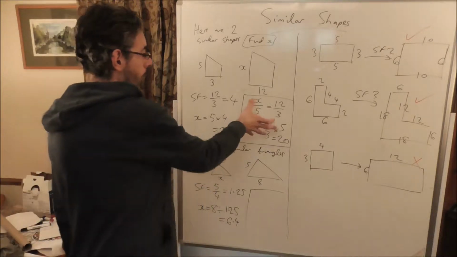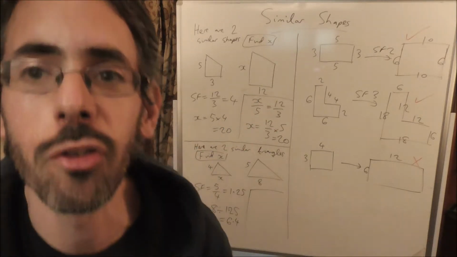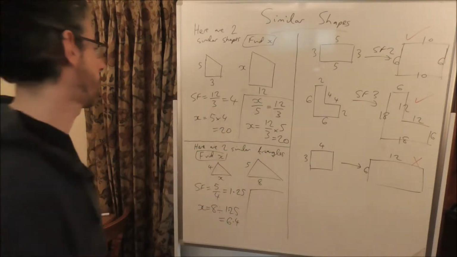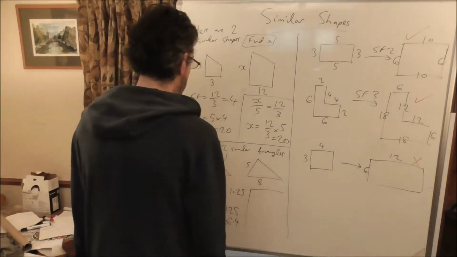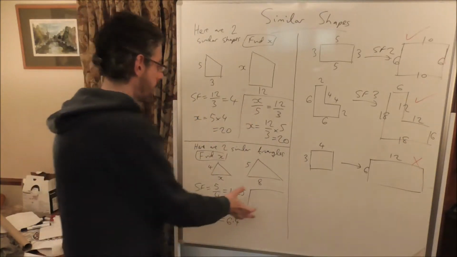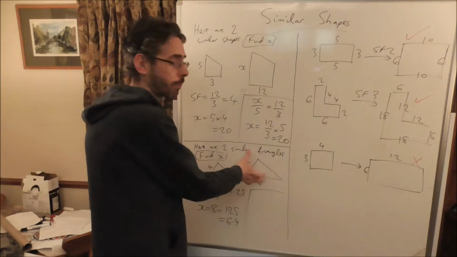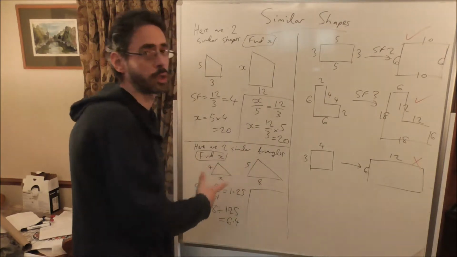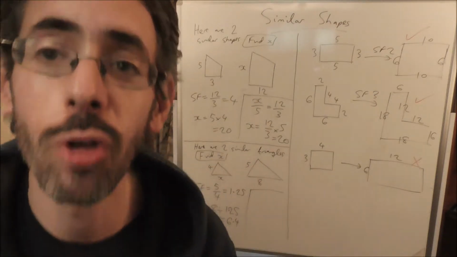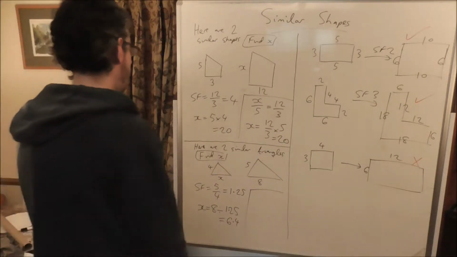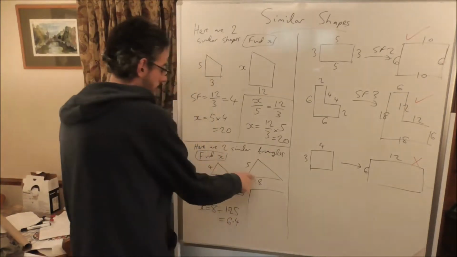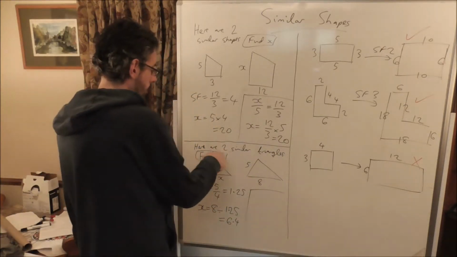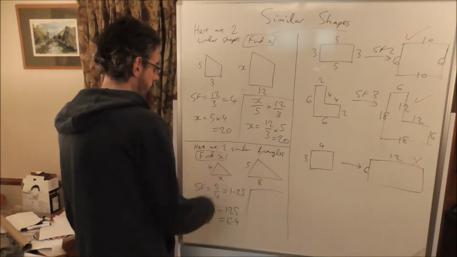Let's also have a go at doing it this way, to see if we get the same answer. It's good to know more than one method. Using this method, we can set up an equation. Remember, this shape is an enlargement of that one, which just means that every pair of corresponding sides is in the same ratio. So the ratio of this side to this side, which is x over 8, is the same as 4 over 5, which is the ratio of these two sides.